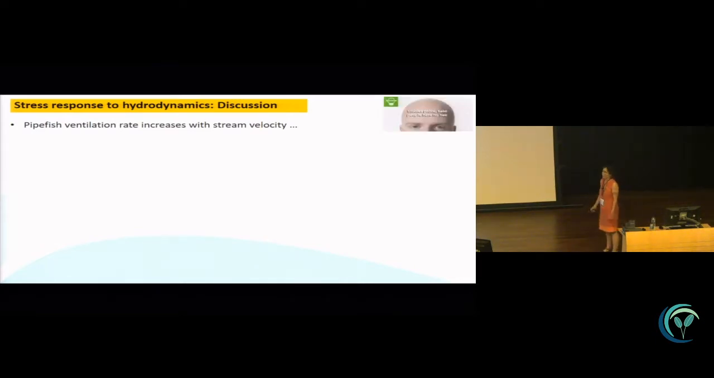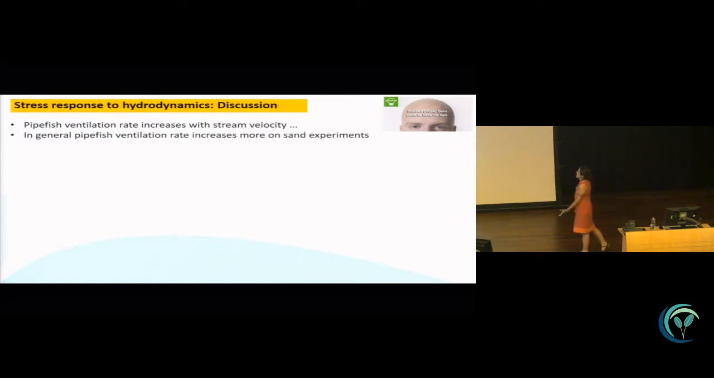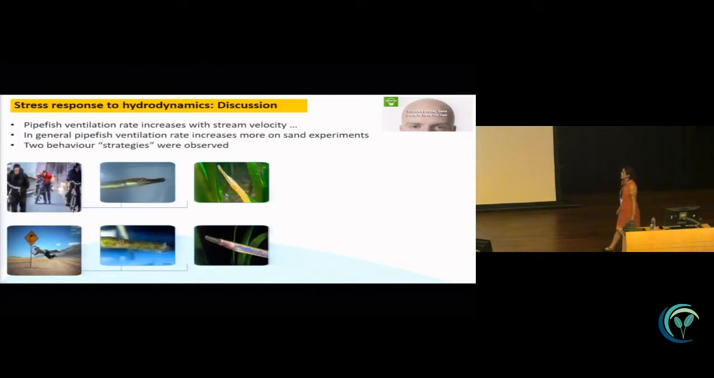So what can we say after this? That pipefish ventilation rate increases with stream velocity. That's kind of obvious, no? It's a more demanding energetic ambient, so the animals are more stressed and need to respond to these conditions. In general, pipefish ventilation rate increases more in the sand experiments, and we found two different strategies.